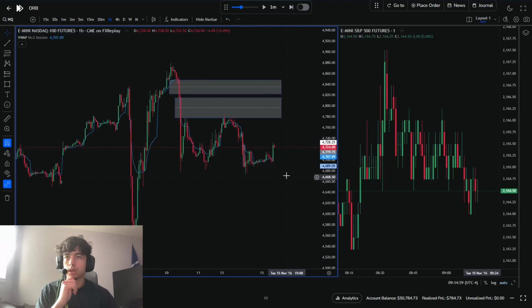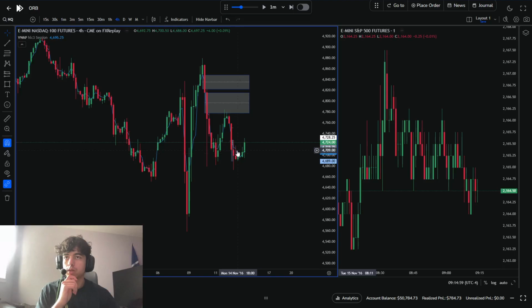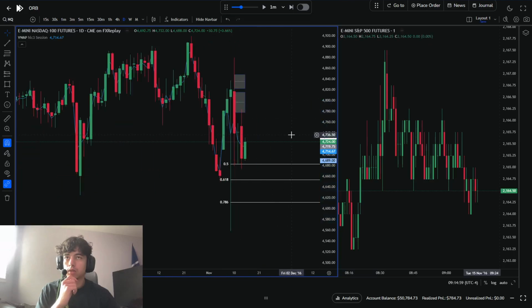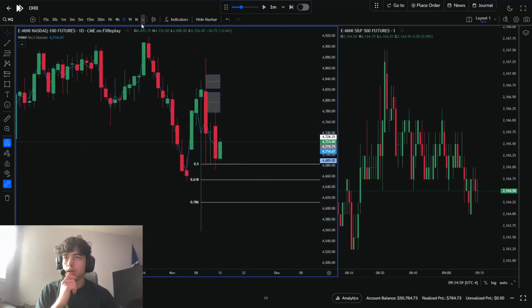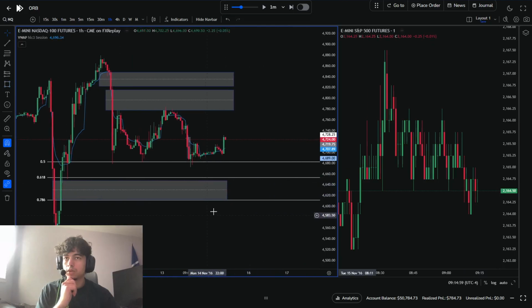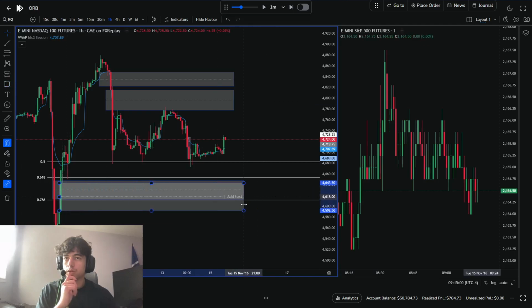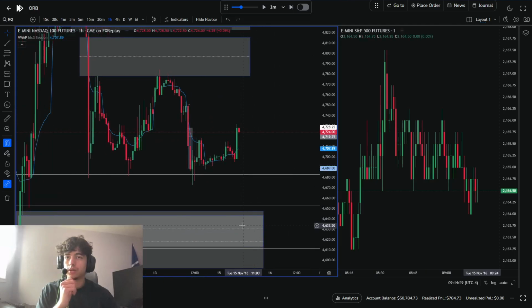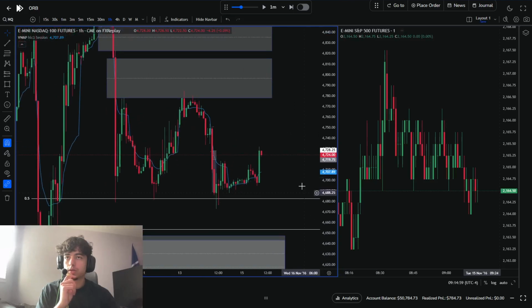Still have these two 4-hour gaps, but we do have this unfilled hourly. I'm also just gonna mark out this huge daily sweep, candle rejection block on the daily, just because it's a pretty important level. So I'll probably go like that hourly IFVG and then this one, just overlapping. Those are two good areas. Consequent encroachment of both is pretty good.